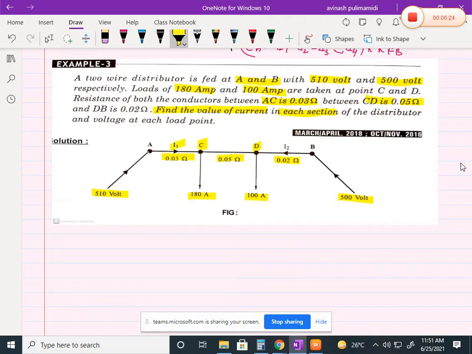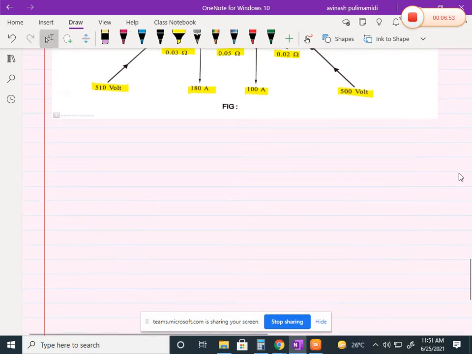So we have to find the current in AC, CD and DB of the distributor, and the voltage at each load point: voltage at C and D. Voltage at A is 510 volts, voltage at B is 500 volts. I hope the question is very clear. So let us start the question by taking the given data. Okay, first point. So let me write here.